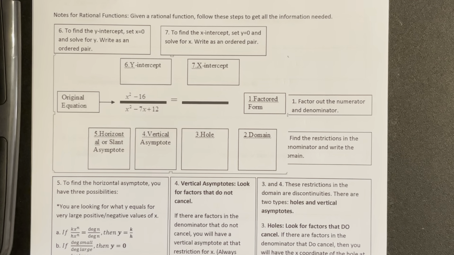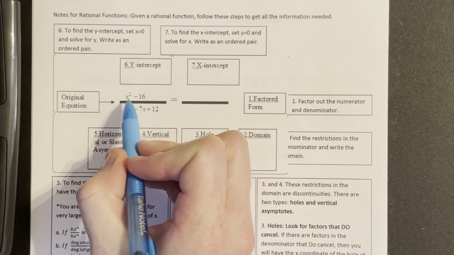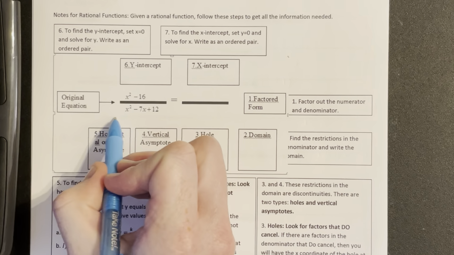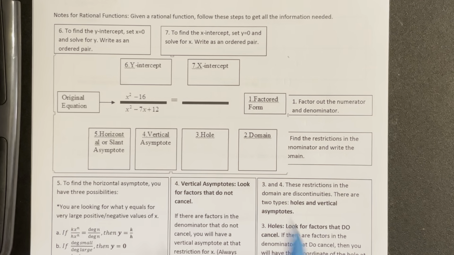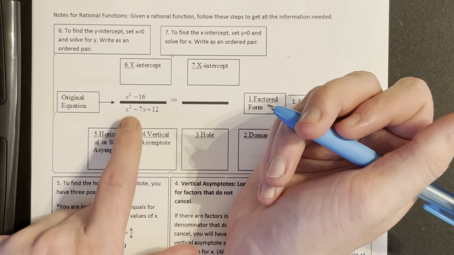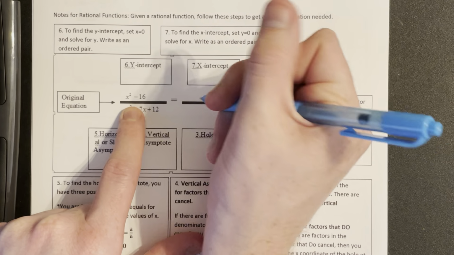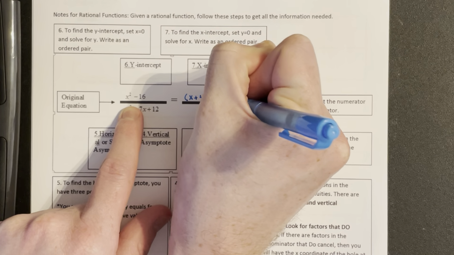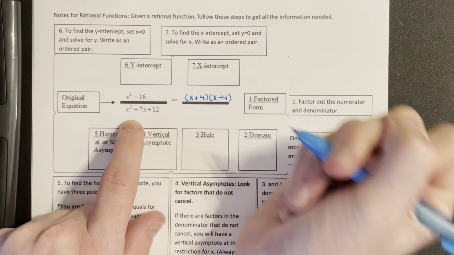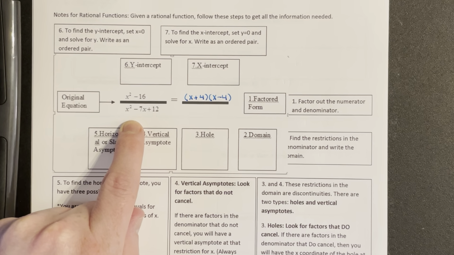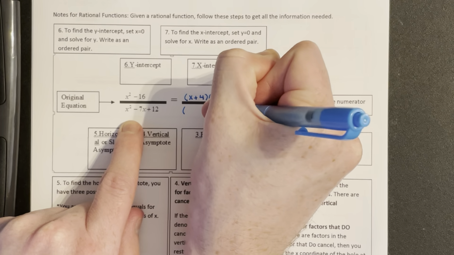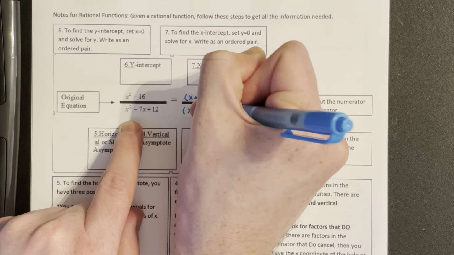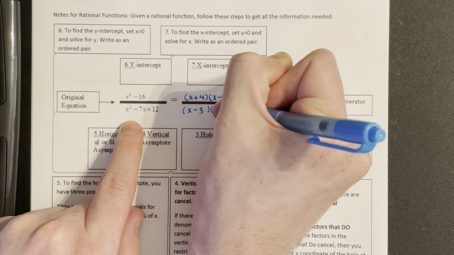Now we're looking at rational functions, but just algebraically. If we've been given the original equation, it's usually not factored already. We can take that and factor it. I'm going to factor anything that can. The numerator, x squared minus 16, would factor to x plus 4 times x minus 4. The denominator, x squared minus 7x plus 12, we factor that as well. That would factor to x minus 3, x minus 4.